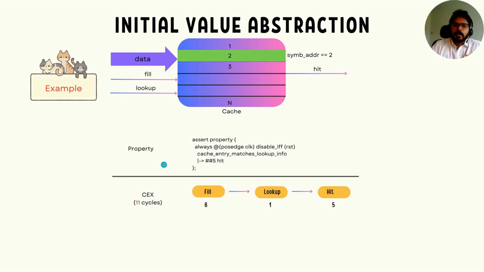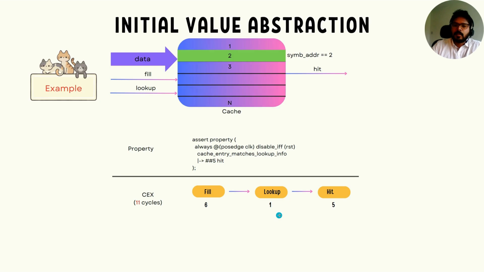So, like I said, every time you run this particular property, you need to wait for the first 6 cycles to fill the design into the specific location. In this case, the location specified by the symbolic address. Then it needs to wait for a lookup to come.